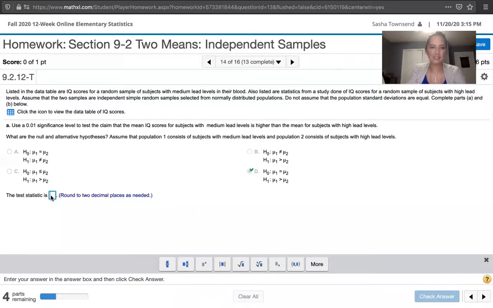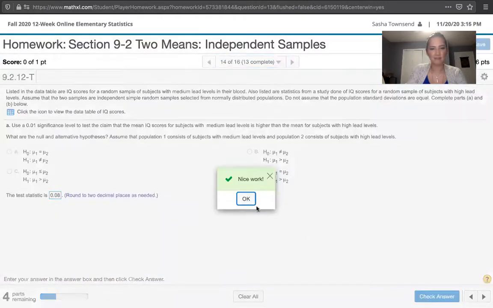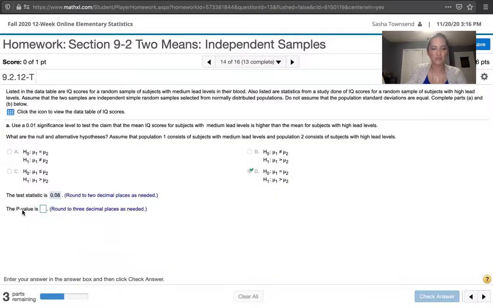Okay, so our test statistic rounded to 2 decimal places was just 0.08. Tiny. Okay. And then it asks for the p-value, and they ask us to round to 3 decimal places as needed. In order to compute the p-value, we're going to need the appropriate number of degrees of freedom. I'm going to do that in Excel as well.